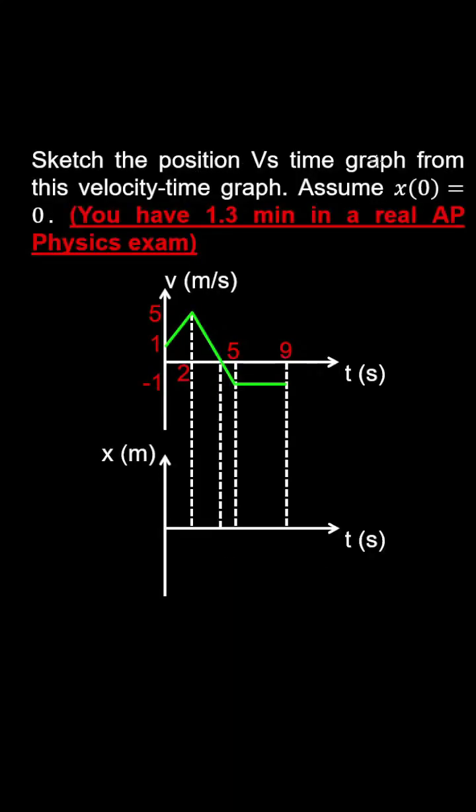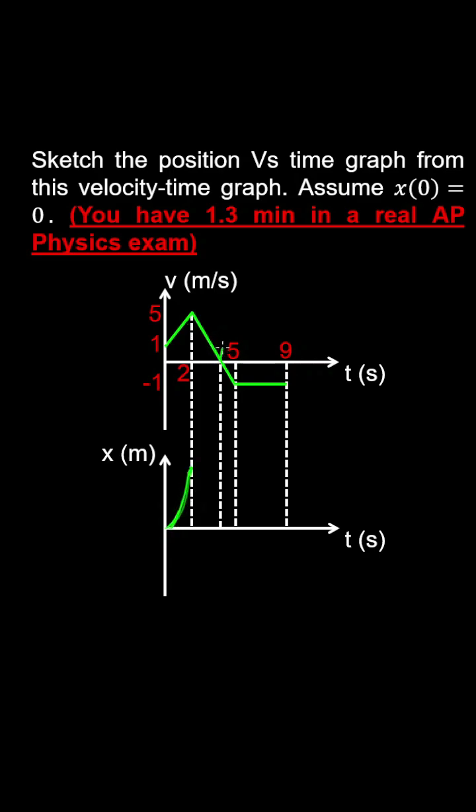Sketch the position versus time graph from this velocity time graph. Taking our initial condition of x of 0 is 0, the velocity gives the slope of the tangent to the position time curve. So if the velocity is linear, then the position versus time curve is parabolic. And from 0 to 2 seconds, the velocity is increasing and positive, so therefore the slope of the tangent to the curve is going to increase.